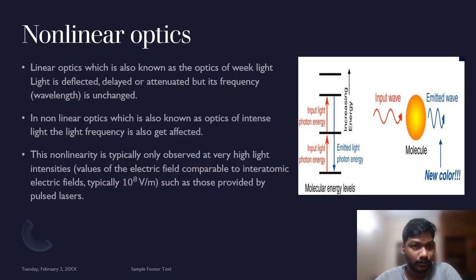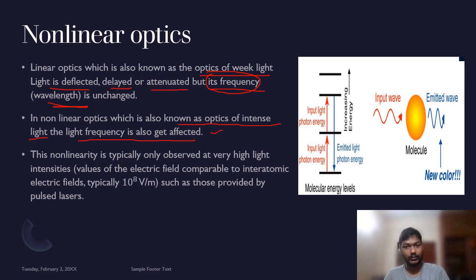The last chapter of photonics is nonlinear optics, and we'll discuss this in brief. In linear optics, which is also known as the optics of weak light, light is deflected, delayed, attenuated, but its frequency or wavelength is unchanged. One thing we have to mark here is that its frequency or wavelength is unchanged. The rest can be modulated or changed. In nonlinear optics, which is also known as the optics of intense light, the light frequency also gets affected, so there will be a change in the light frequency.